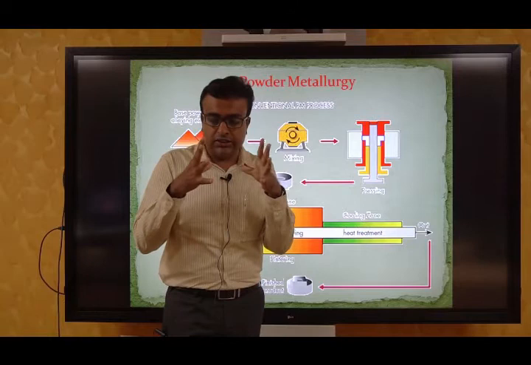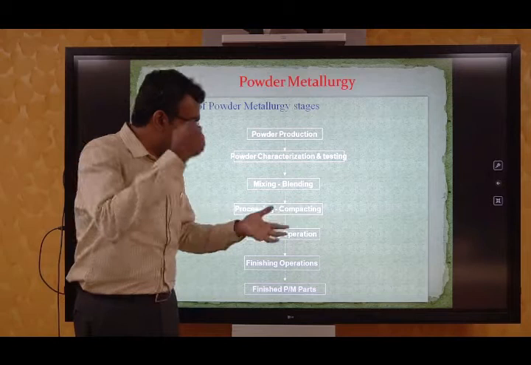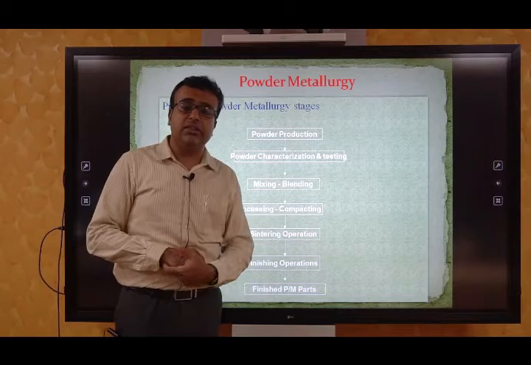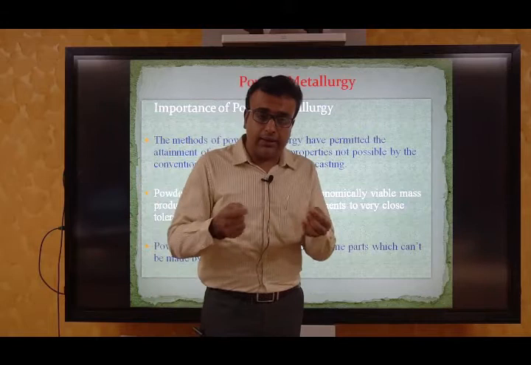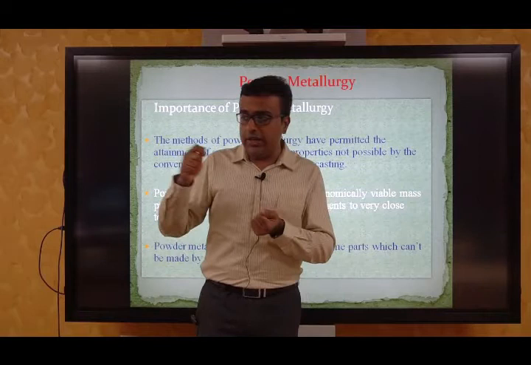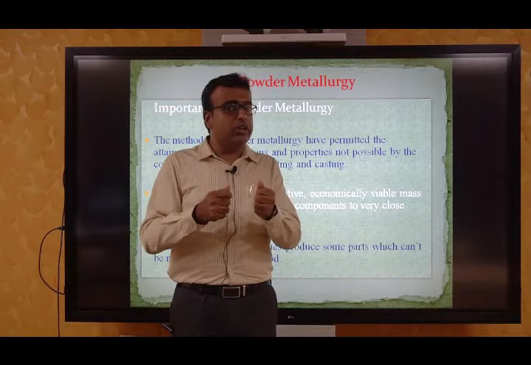So there are different steps: powder production, then characterization and testing, blending, then compaction, then heating, then finishing operations, and once that is done, what you get is the final powder metallurgy product. It has the advantage that when something is heated and melted, it generally loses a lot of its properties, and that is not happening here. Also, going to the melting point temperature is a highly energy intensive process. Since it is not going to that temperature, it saves a lot of energy, and that way it is more economical as well.